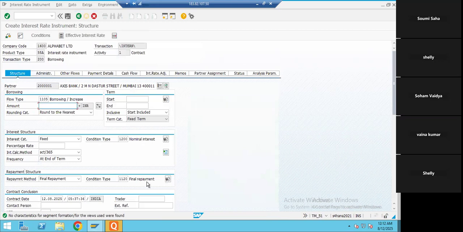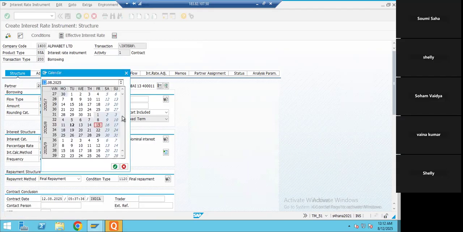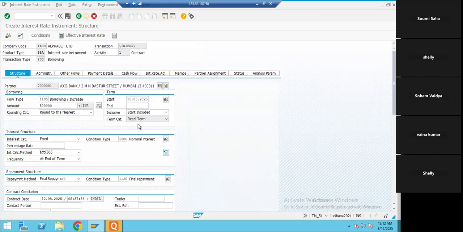So this screen gives the details of your loan. How much loan you have taken, I will give a random number here. What is the start and end term of your loan? So my start date of the loan is today, 15/8/2025, and my loan will get over on 15/8/2028, assume. Now here you can see multiple fields, inclusive and then interest structure. So what is this inclusive? Do you want to include the start date or end date while calculating the interest? So I want to include this 15/8/25 while I am calculating my interest.